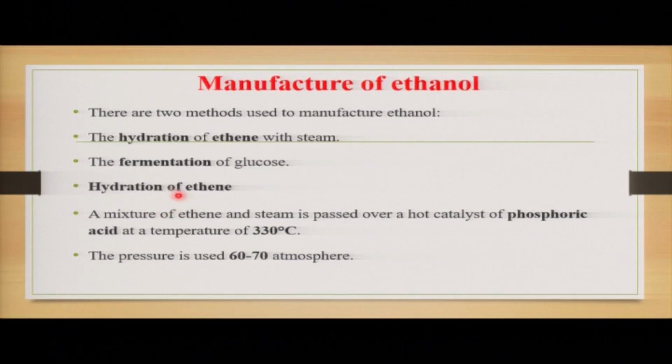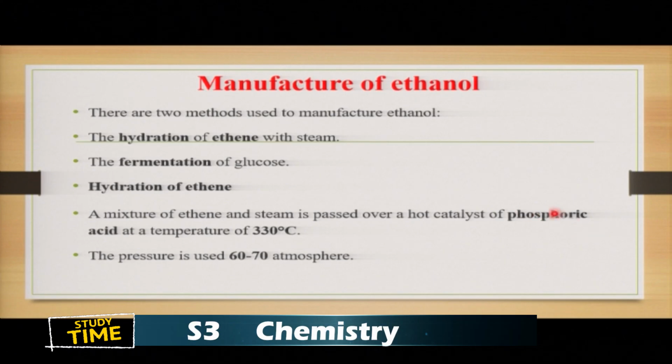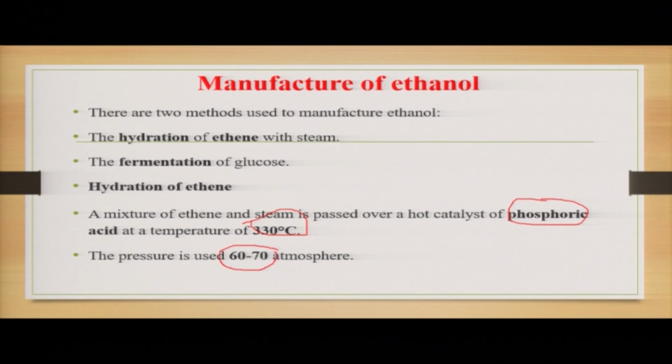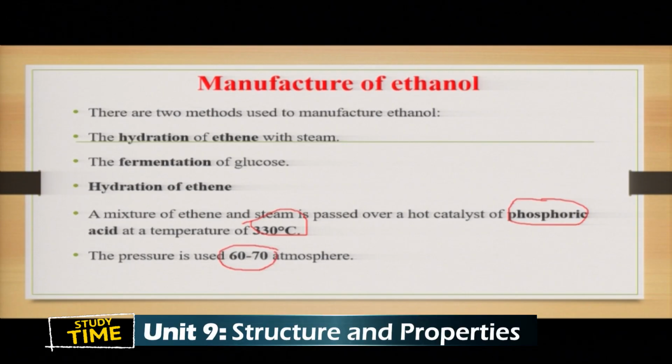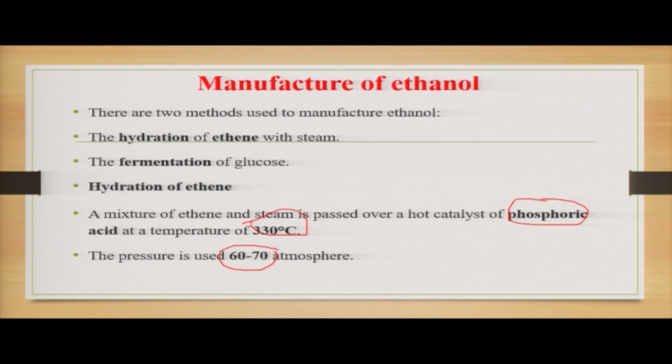So in hydration, this process takes place in presence of a catalyst. The catalyst is the acid that is used. You can just look at it over there. So we have the catalyst, which is phosphoric acid. And then the temperatures must be specific, 330, and then you have the atmospheres of pressure. This makes it very expensive. Those are high temperatures and pressure, so those must increase the costs. But this is large-scale production.